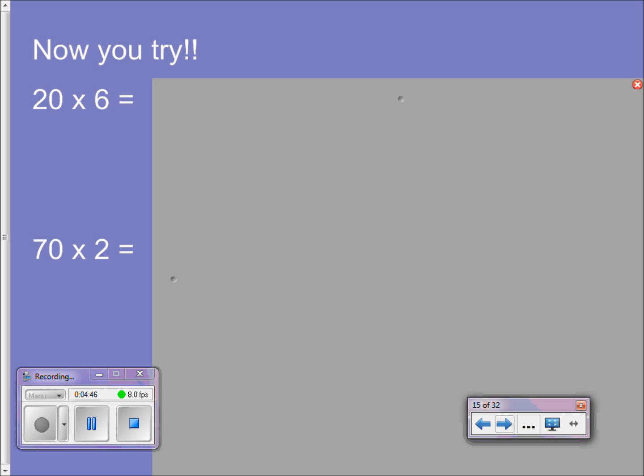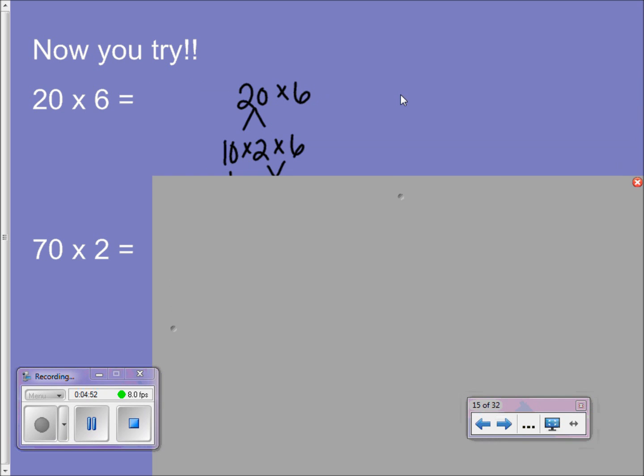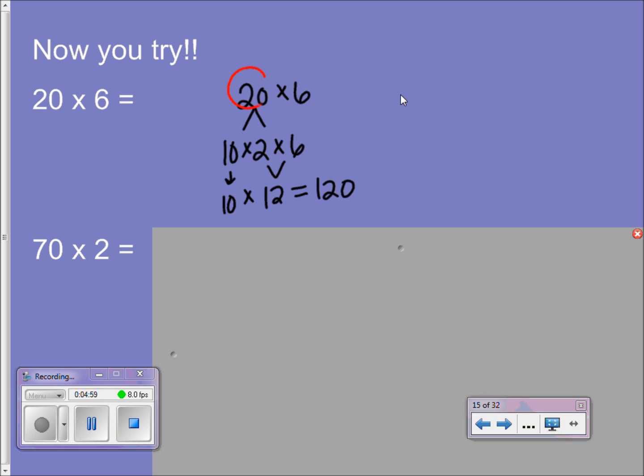Okay, you should have paused the video to see if you could work out 20 times 6. Here is what you should have, something similar on your paper. Here I've done 20 times 6. 20 is my larger factor. I've broken it down into 10 times 2 and brought down my times 6. Then I went ahead and multiplied my two one-digit factors. 2 times 6 is 12. Brought down my times 10. And I've got 10 times 12 is 120. I moved my 12 over and my 0 from my 10.